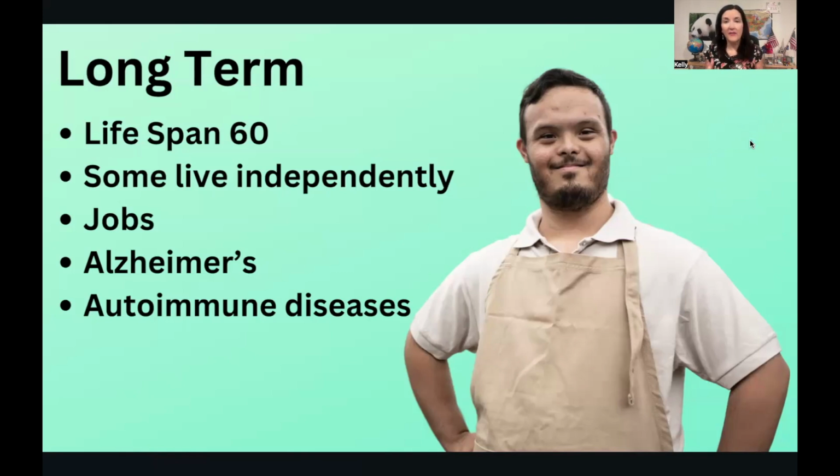Some of them can live independently, but this does depend on the severity of the symptoms of their Down syndrome. And some of them can get jobs, again, depending. They tend to get Alzheimer's as they get older, and they can get autoimmune diseases.